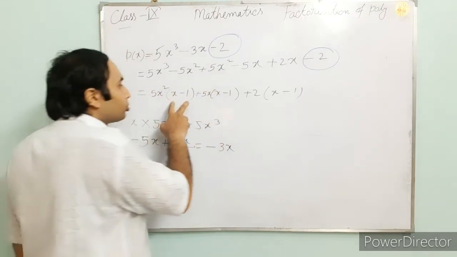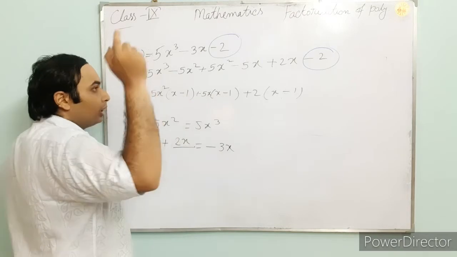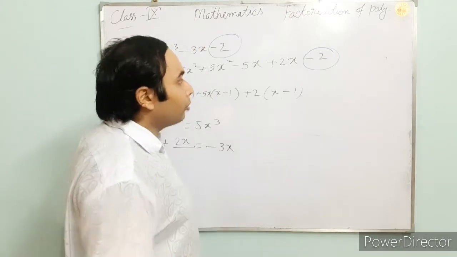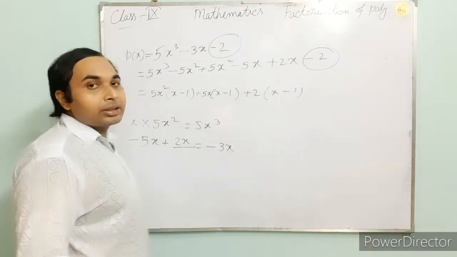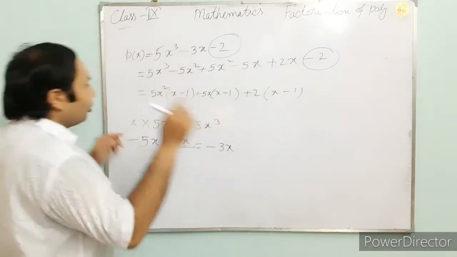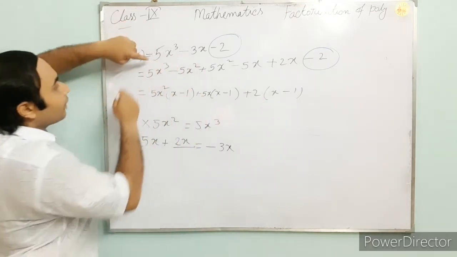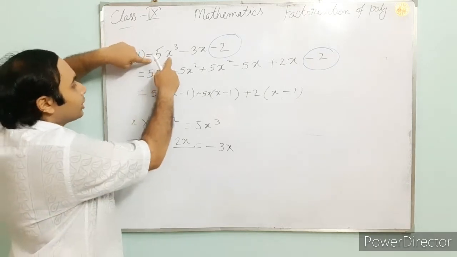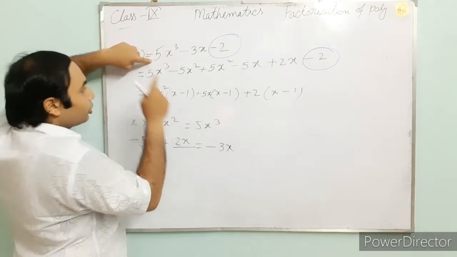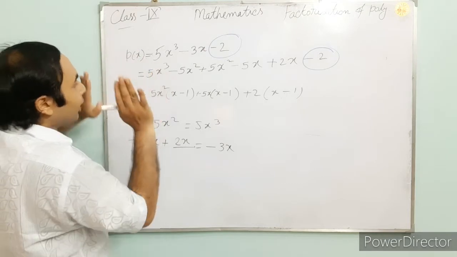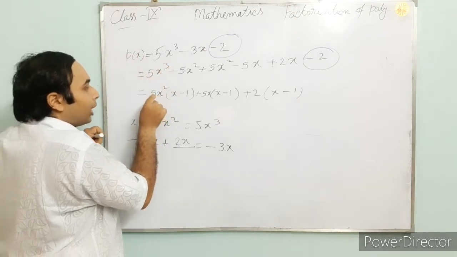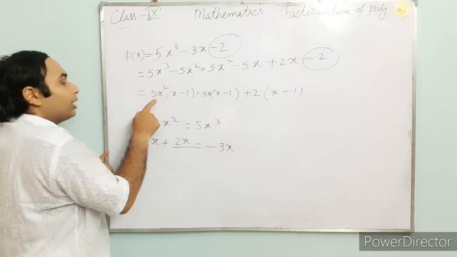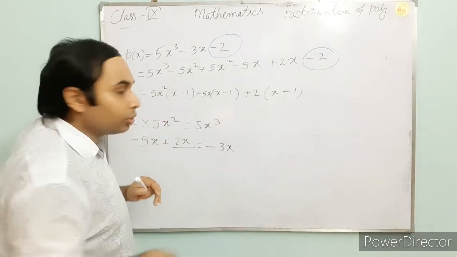Now 3 times we have to write that factor. Here it was 1, P1 was 0. That's why we have written 3 times x minus 1. Now we have to tally the first term. Here 5x cube was there, here x was there. So we have to make 5x cube at first. So we have to multiply this x with 5x square to get 5x cube.